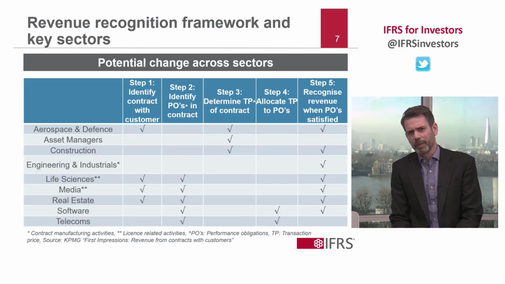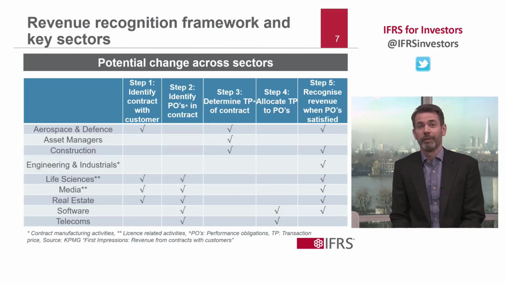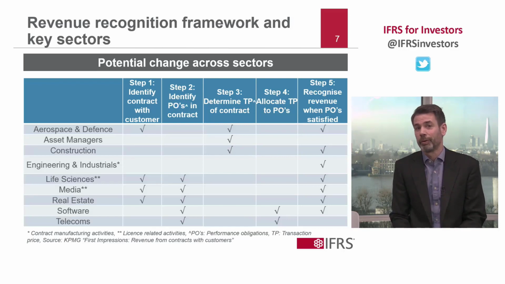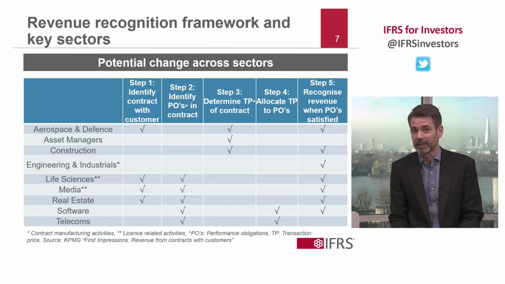In order to think about how these steps might impact the revenues on adoption of IFRS 15, we need to think about the nature of a company's business model. For instance, companies in the software and telecom sectors often have contracts that contain bundled goods and services. Therefore, step 2, identification of performance obligations or promises in the contract, along with step 4, allocation of the transaction price to the performance obligations, can have an impact on revenues.